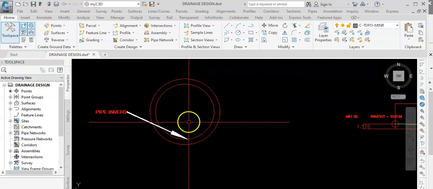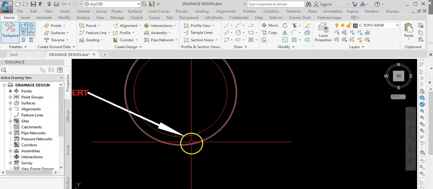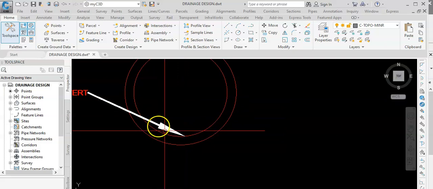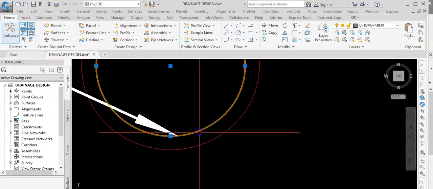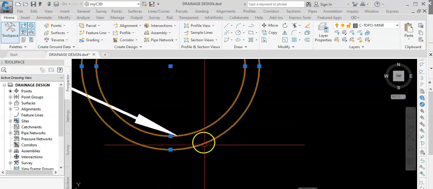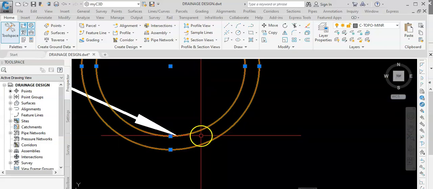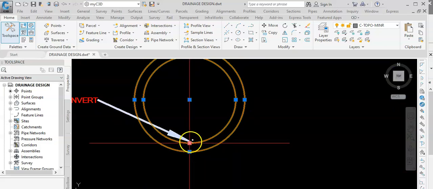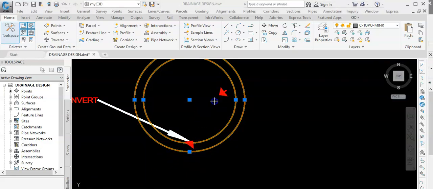This is the pipe. The invert level is the lowest point of the inside, so between this and this is the thickness of the pipe. This is the thickness of the pipe. So the invert level is this point here, where we can work out this level here, this level, this level here. So this is what the invert level is.